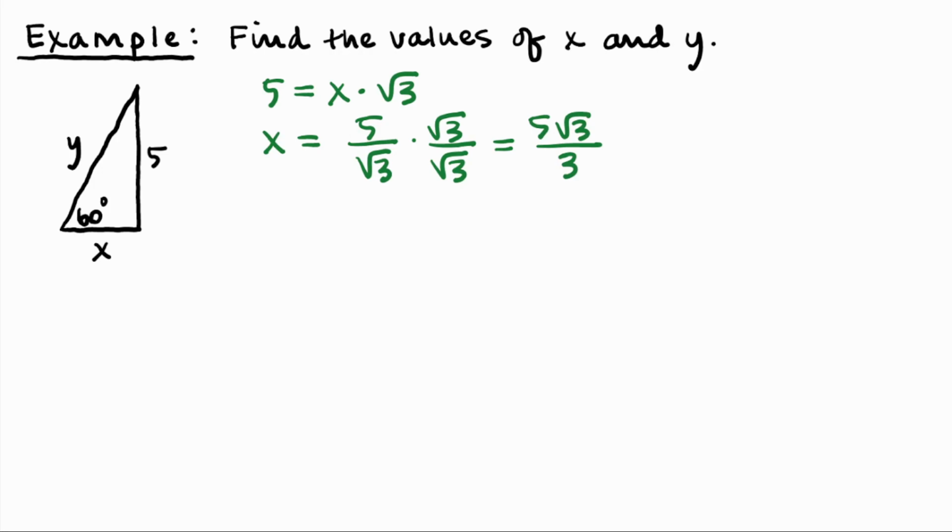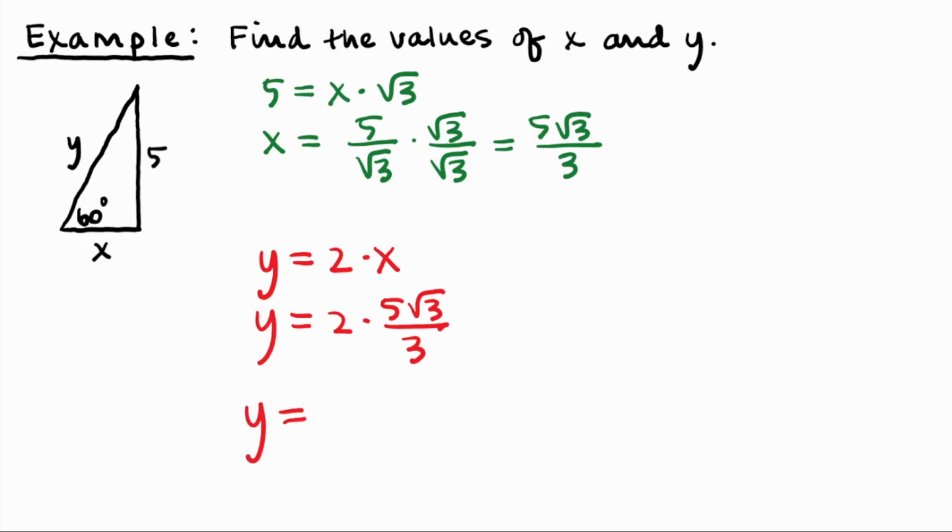And then if we were interested in the hypotenuse, that's where we get the hypotenuse by doubling the short leg, so that's going to be 2 times x, which is going to be 2 times 5 root 3 over 3. And we could look at that like 2 over 1 times 5 root 3 over 3. We're going to get 10 root 3 over 3. Now maybe I'll say y equals 10 square root 3 divided by 3.